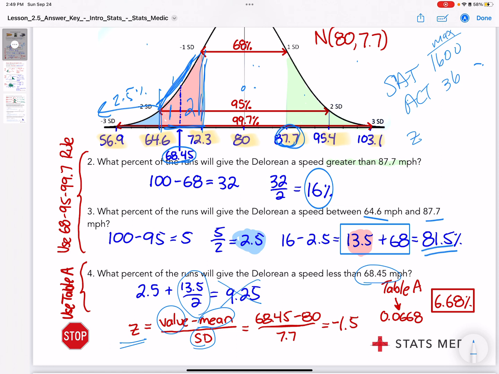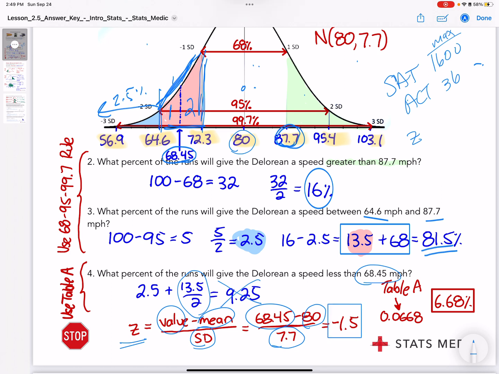Then if I had my SAT z-score and my ACT z-score, I could compare and see which one's higher, and I could tell you which one I did better on because it's comparing to itself. So what we're gonna do is our value was 68.45. Our mean that we were given in the very beginning of the problem was 80, and our standard deviation was 7.7. If I do the math, I get negative 1.5.